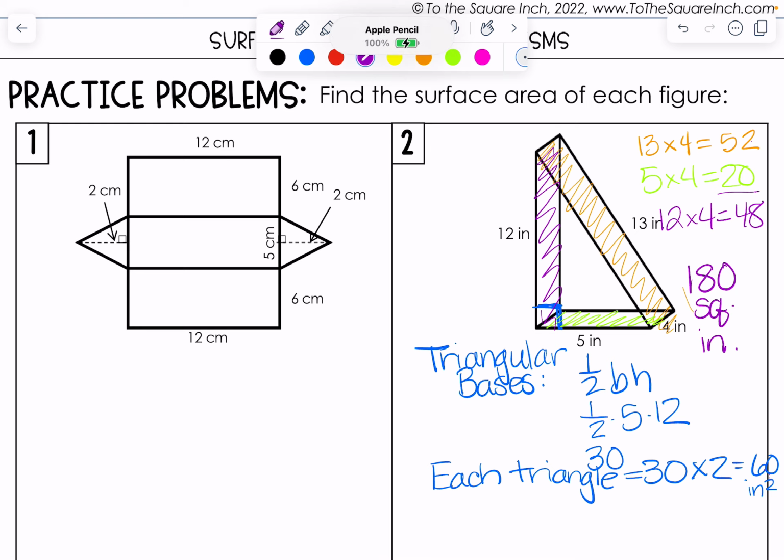That's just a little bit and a couple of examples of finding surface area of rectangular prisms and triangular prisms.